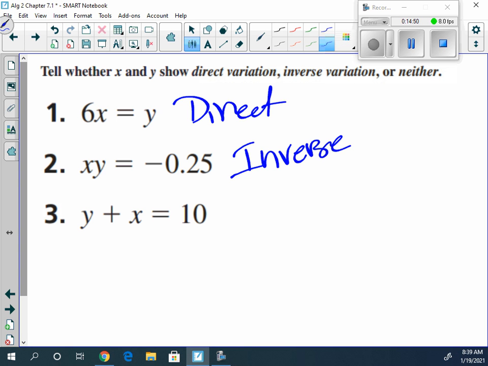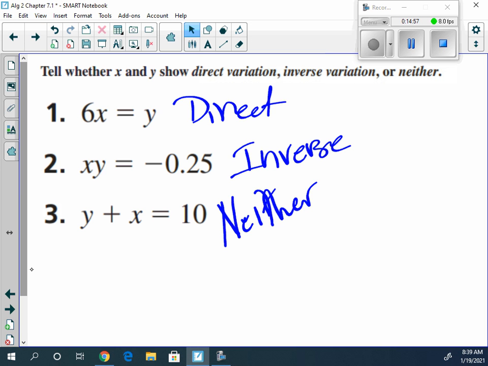Okay. How about number 3? Because it has addition. x plus y equals 10.